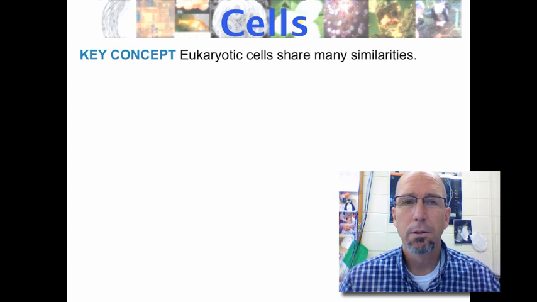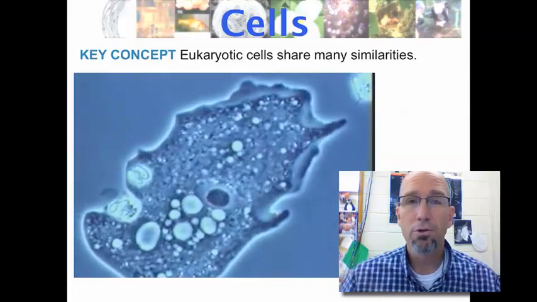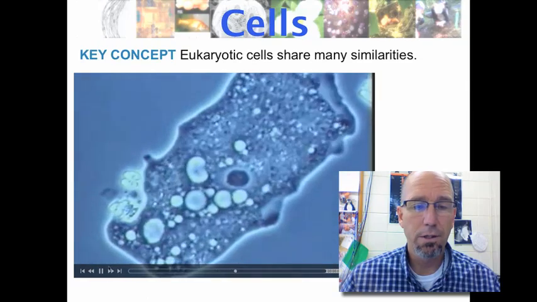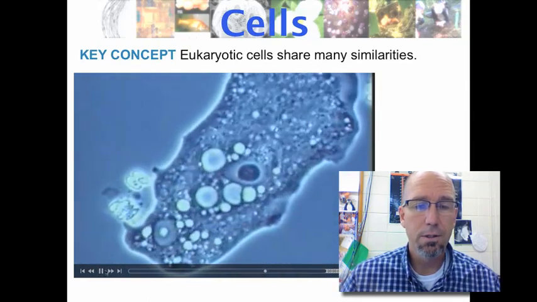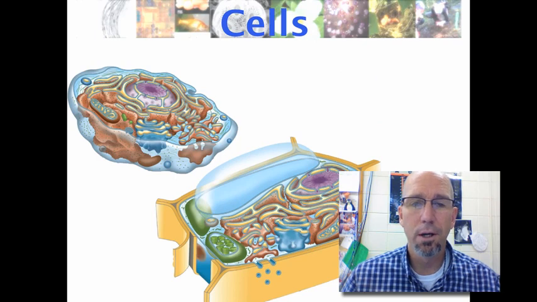Eukaryotic cells. What's the difference between eukaryotic and prokaryotic cells? You got to know that. Eukaryotic cells have a nucleus. Eukaryotic cells have a membrane that surrounds their organelles. Here's an example of a eukaryotic cell. This is an amoeba. And an amoeba is a single cell.